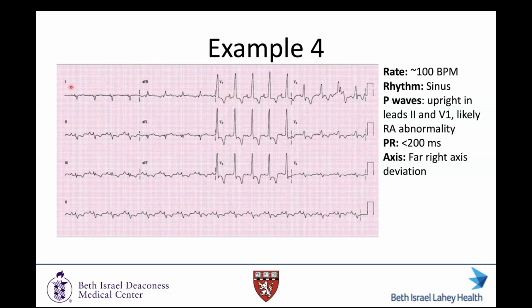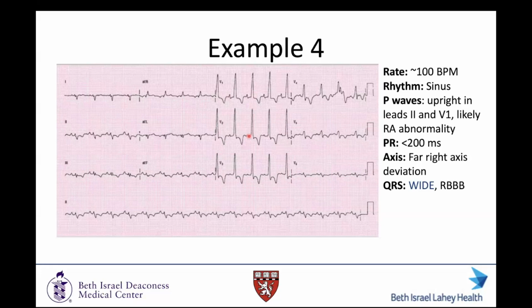And then we actually have a pretty far right axis deviation. So if you look, we're negative in 1, negative in 2, also mostly negative in AVF and positive in AVR, which is consistent with a far axis deviation. And remember, going back to our last session, anytime you see a far axis deviation, you want to make sure that it's actually a far axis deviation. So here we don't have inverted P waves, and we have other pathology in our EKG that could explain why we have an axis deviation that's this far right. So it's more likely a far axis deviation as opposed to some type of limb lead reversal.